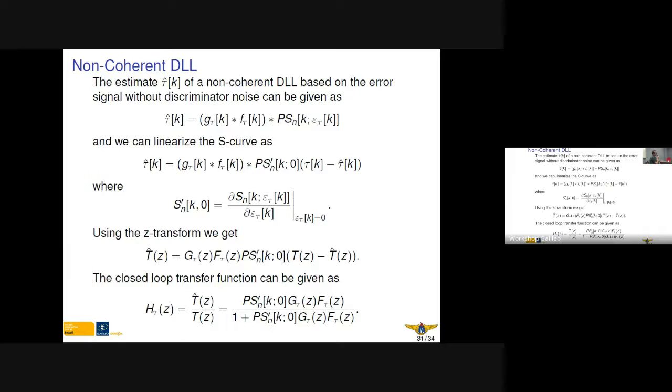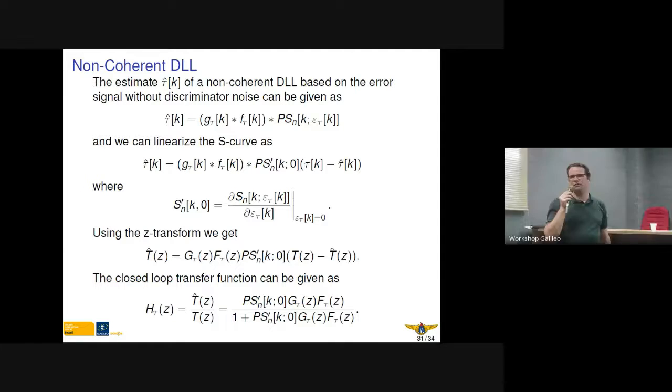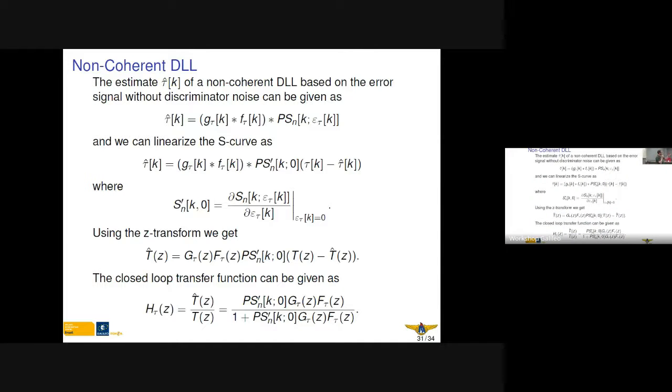So you can use this transfer function to evaluate how the estimate behaves when the true time delay, for example, is changing with dynamics or anything. This is very interesting to understand. You can also add noise to this transfer function and see how the estimate behaves with noise and so on. So this is good to analyze the behavior, and especially the transient behavior, of the delay lock loop.